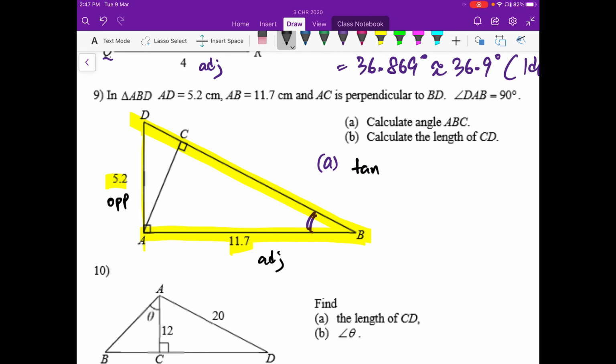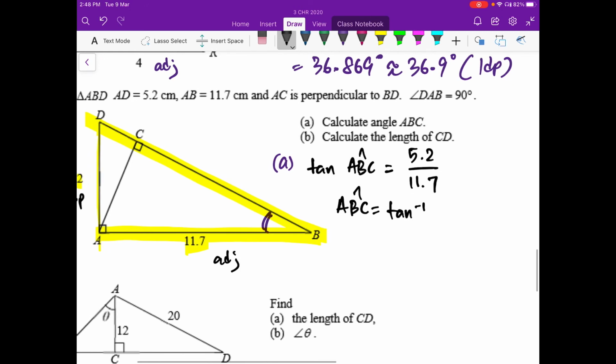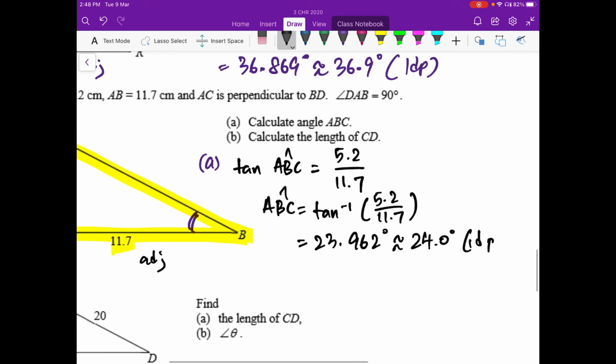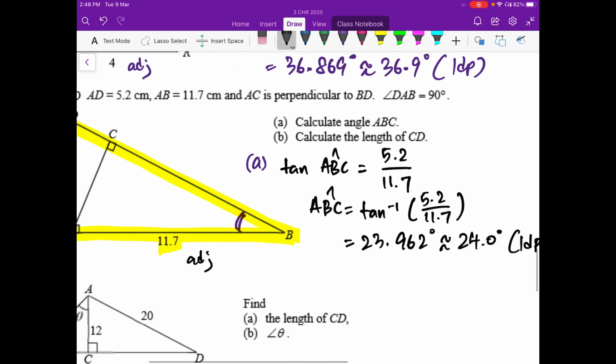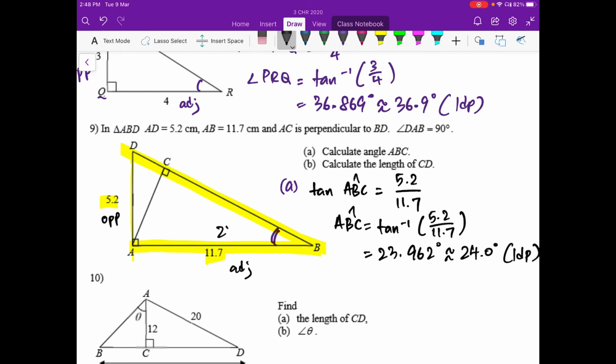Tangent of ABC is opposite 5.2 over the adjacent 11.7. So our angle ABC is inverse tangent, because we are trying to find the angle, so we need to use the inverse of 5.2 over 11.7. 24.0, 1 dp. Okay, so part A done. Next, we need to find the length of CD.